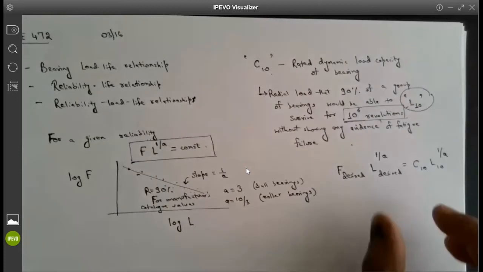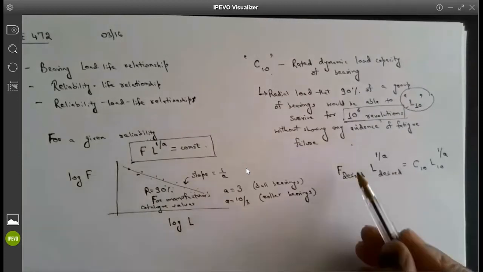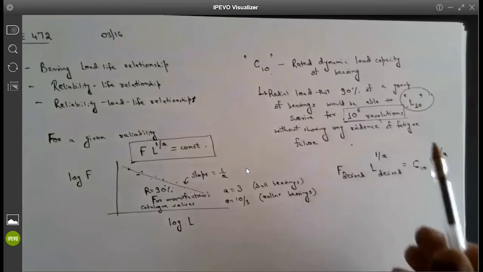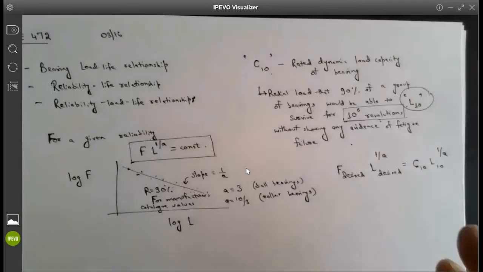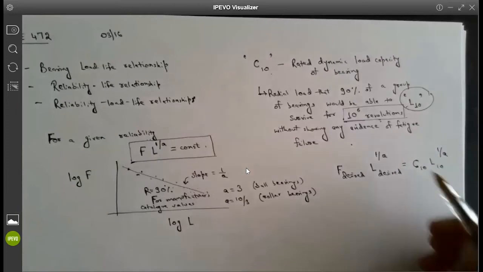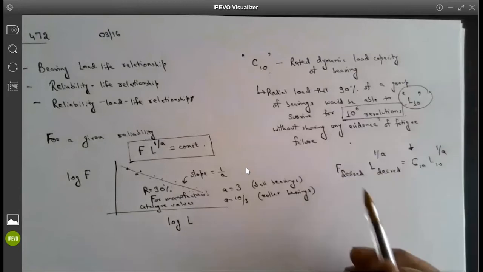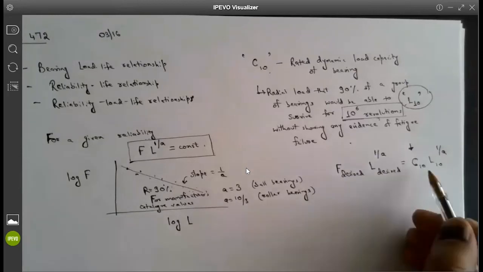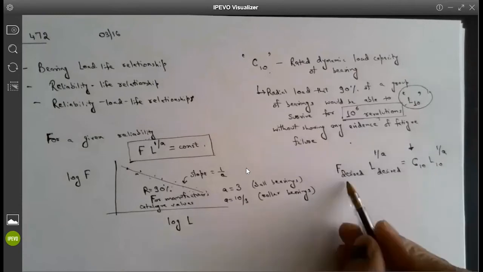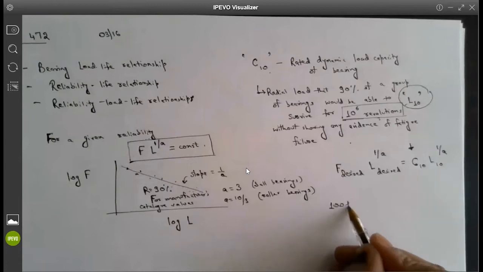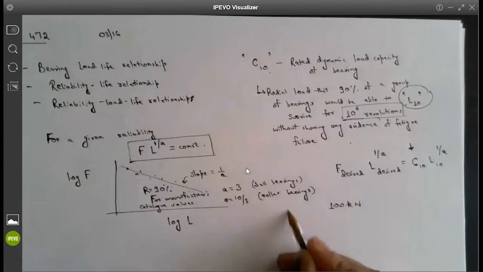So how to find C10? When we are talking about bearing selection, our objective is always to find this C10. What is this C10 load? We are using a very simple calculation to see what our C10 would be when my desired radial load is, let's say, 100 kilonewtons. Professor, that says roller bearings, right?